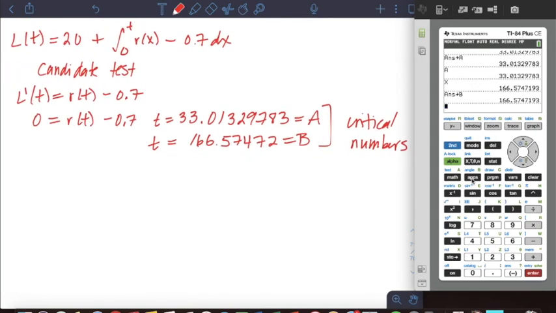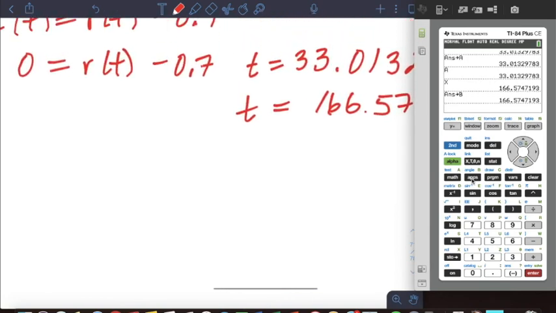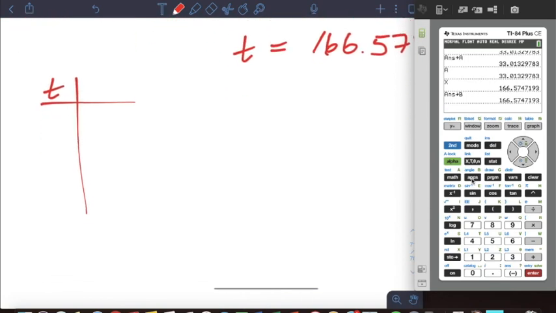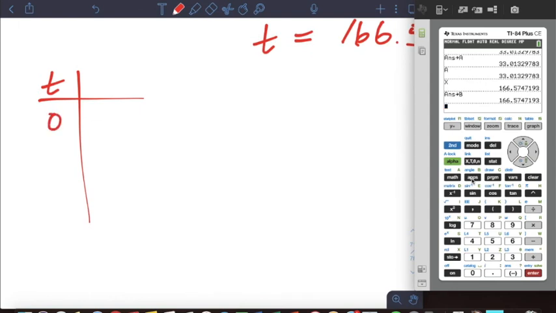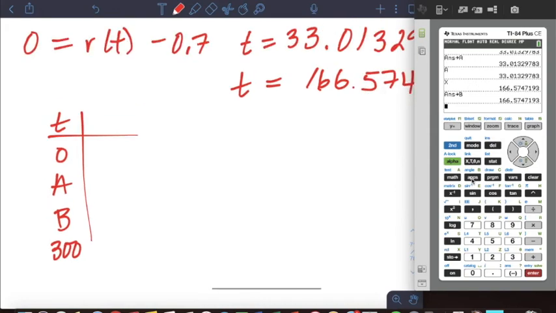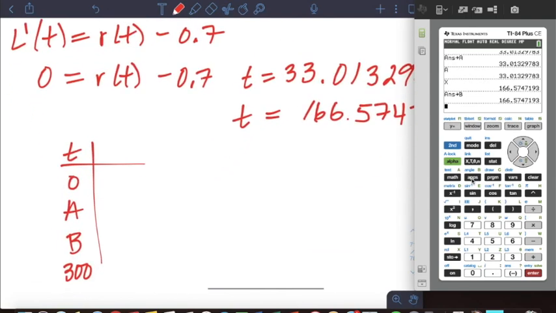So now that I have my critical numbers, I'm going to test all my candidates, which are my endpoints and my critical numbers. So make my chart, and it's going to be 0, A, B, and then 300. Okay, the 2 endpoints and the 2 critical numbers that I found. And what I'm going to do is I'm going to plug these into L of t. So we can use that same equation. Some of these we already found. Some of them we're going to need to find. For the sake of the problem, I'm just going to show you how to type them all in.